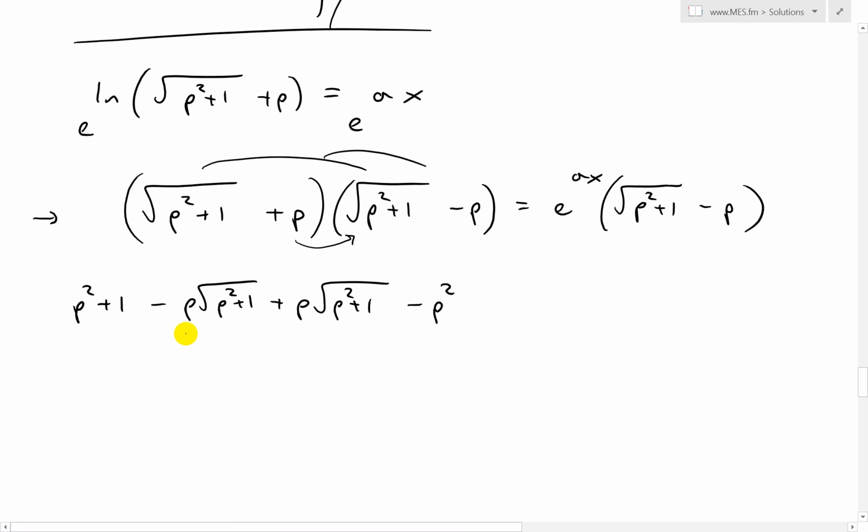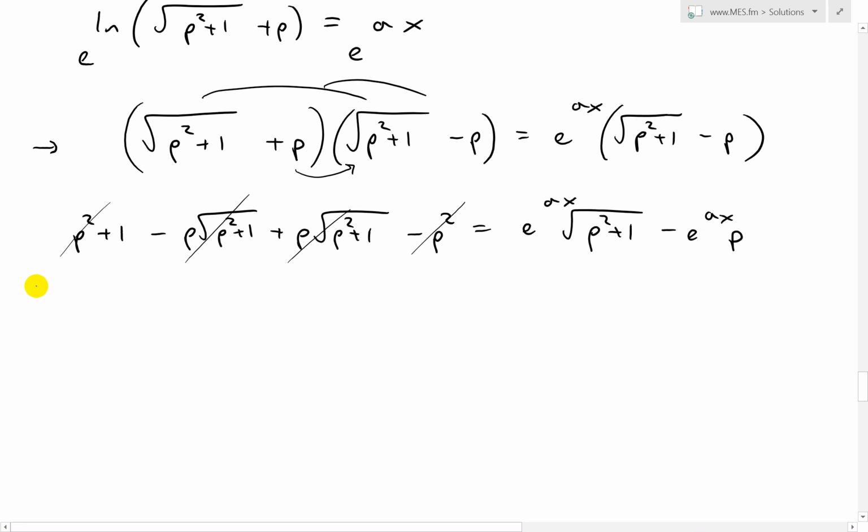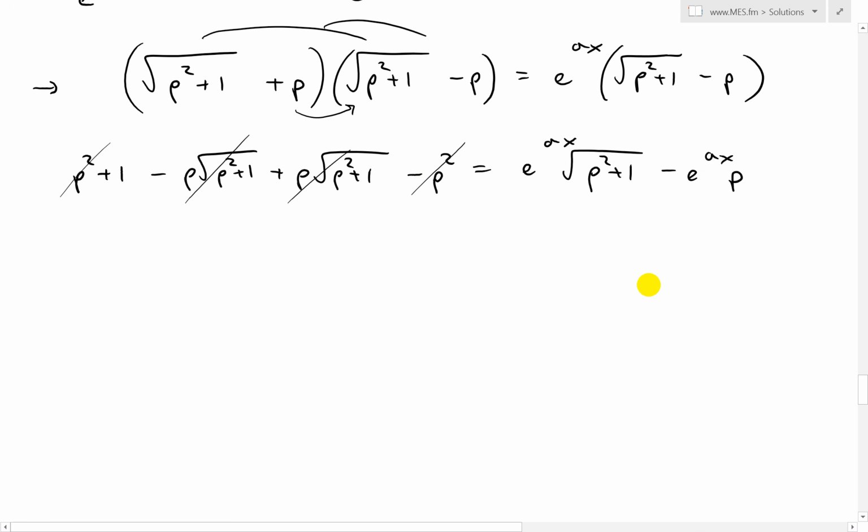The reason we did this again is so we can cancel this part right there, so that the square root's gone. And now on this side, this just equals e^(ax) square root p squared plus 1 minus e^(ax) p. And now what we have is this p squared cancels with this one right here. Now we have a 1 there. So we have a bunch of cancellations, which is pretty useful. So now we have 1 equals e^(ax) square root p squared plus 1 minus e^(ax) p.